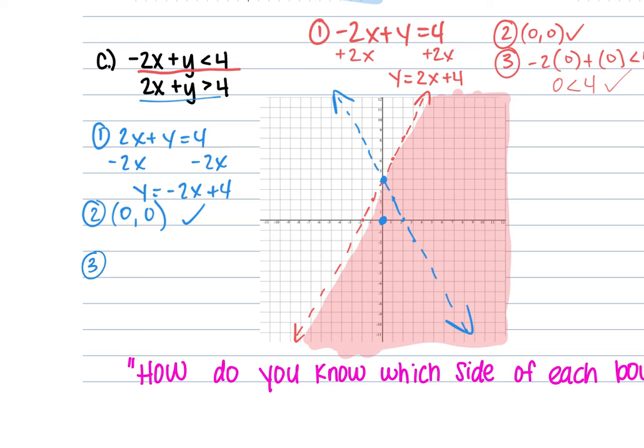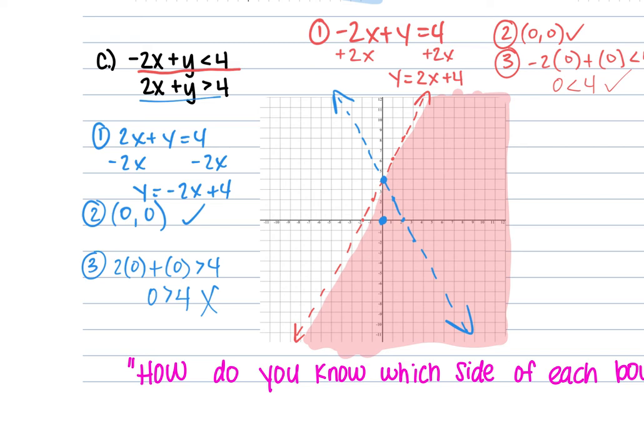Step number 3, plug it in. Okay? So we're going to plug in 0 for x, 0 for y. We're going to get 2 times 0 plus 0 is greater than 4. So 0 is bigger than 4. Is that true? Is 0 a larger number than 4? No. So it doesn't work, okay? That means that we're not going to shade the side with 0, 0 on it. We're going to shade the other side, okay?